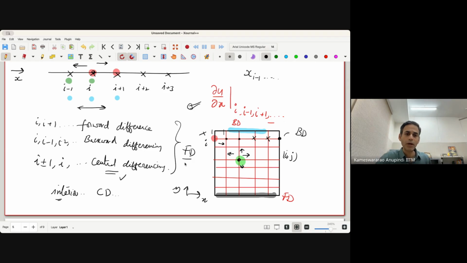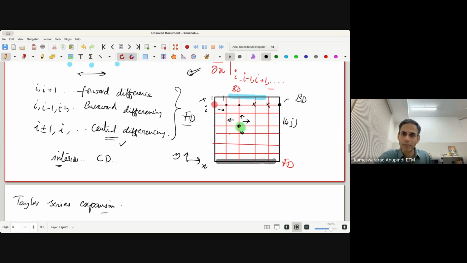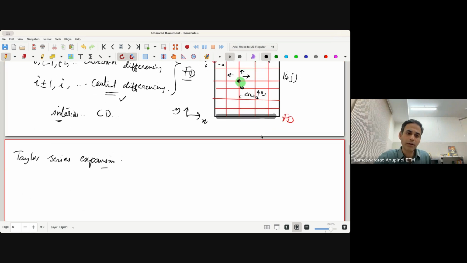Now, the first step in doing this is to make use of the Taylor series expansion. Let us say we have made our mesh, and this mesh has a width of delta x in the x direction and a width of delta y in the y direction. So we have these two.